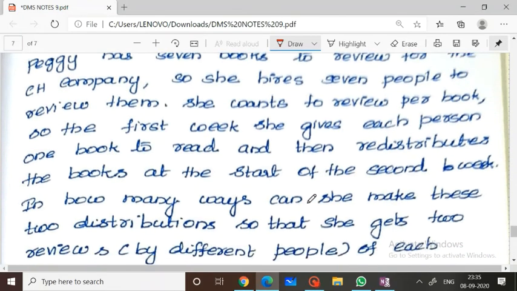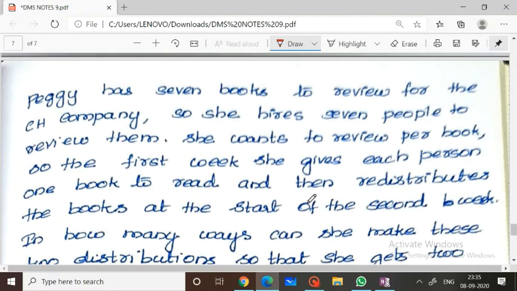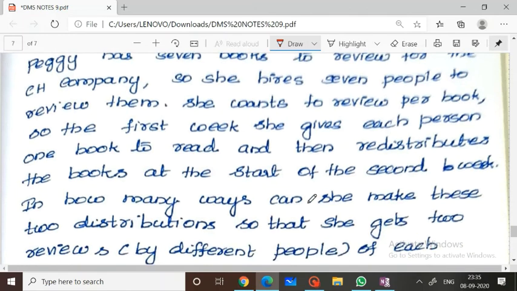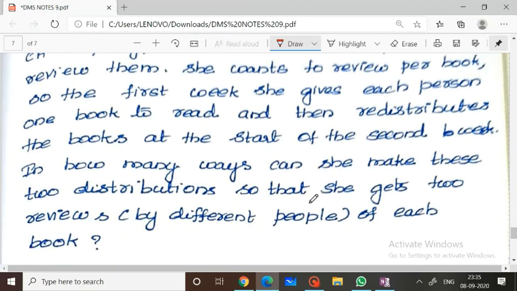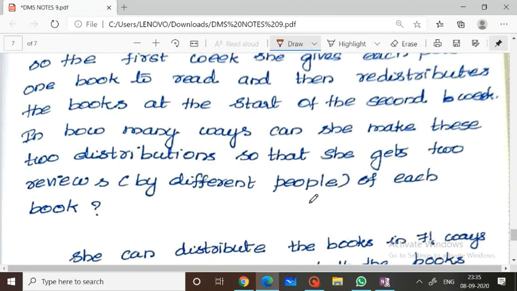Now one more question is given here. What is that? Peggy has 7 books to review for the company. The same case, but here she hires 7 people to review them. She wants one review per book, so in the first week she gives each person 1 book to read and then redistributes the books at the start of the second week. In how many ways can she make these 2 distributions so that she gets 2 reviews by different people of each book? So this is the condition.